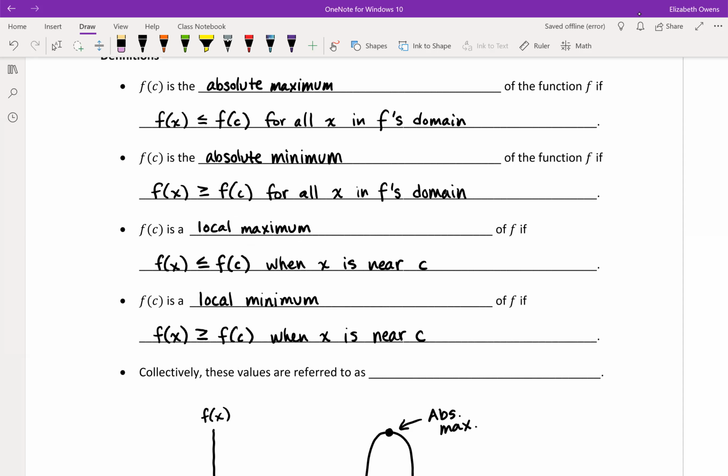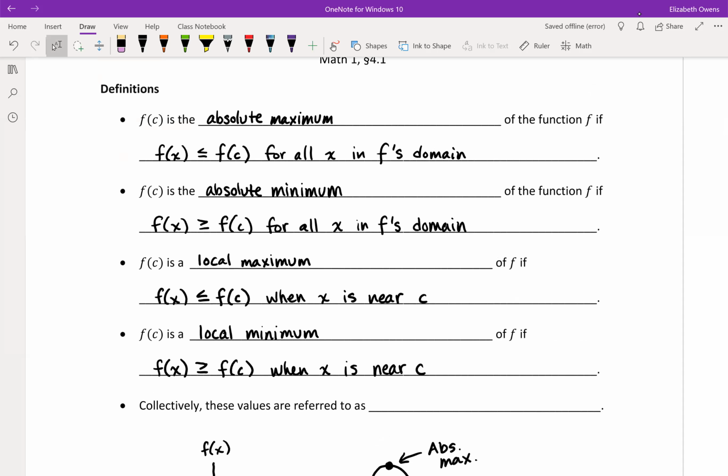So that kind of leads us to our other term for absolute maximum or absolute minimum. These are also called global maximums or minimums. Okay, so absolute maximum is the same thing as a global maximum. Or absolute minimum, you could also call that a global minimum. Oops, if I can write it correctly. There we go, global minimum.